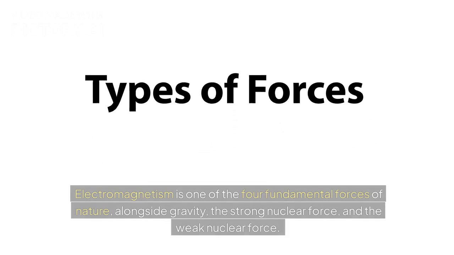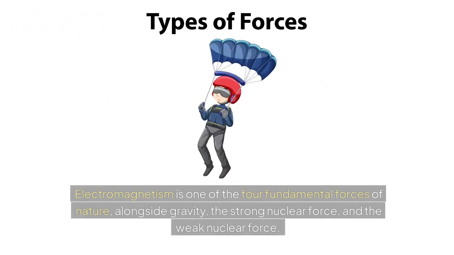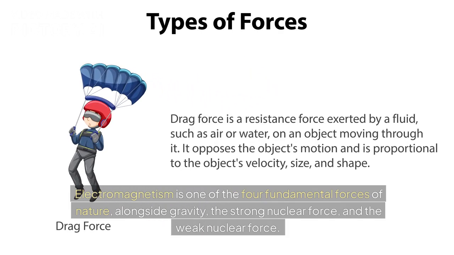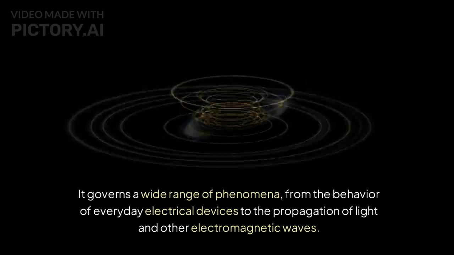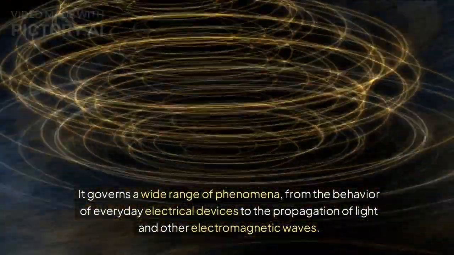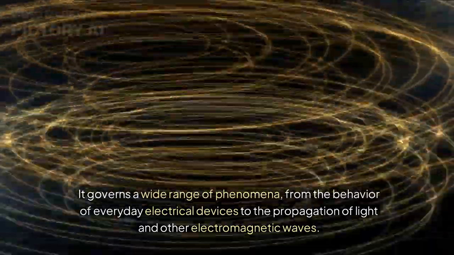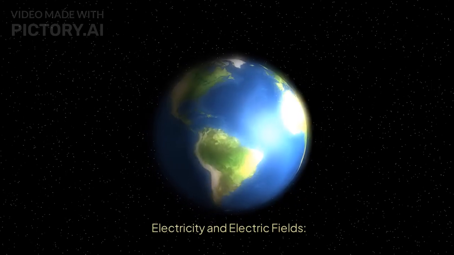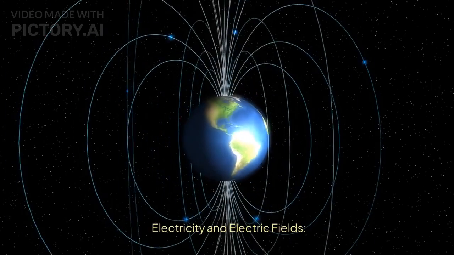Electromagnetism is one of the four fundamental forces of nature, alongside gravity, the strong nuclear force, and the weak nuclear force. It governs a wide range of phenomena, from the behavior of everyday electrical devices to the propagation of light and other electromagnetic waves. Key concepts of electromagnetism: electricity and electric fields.